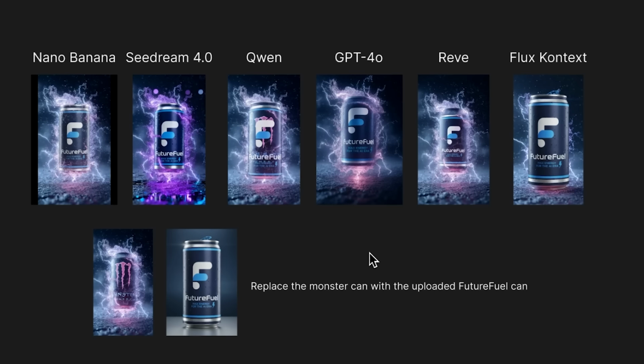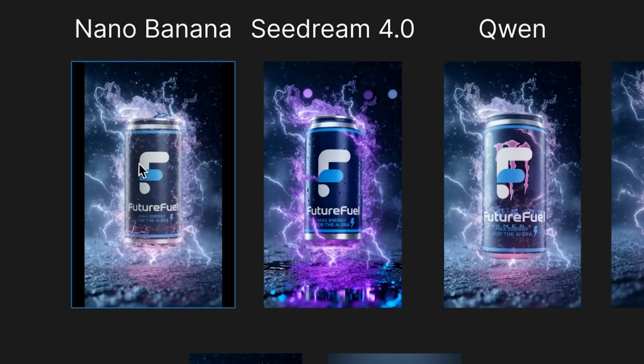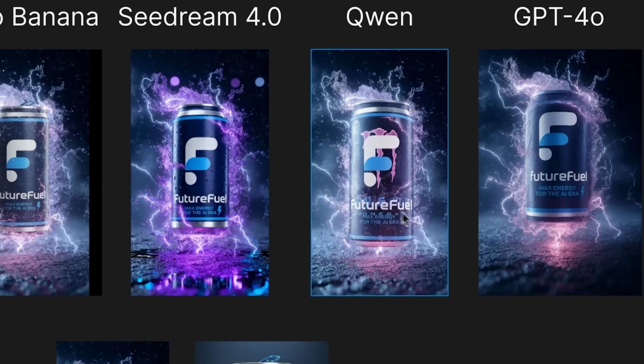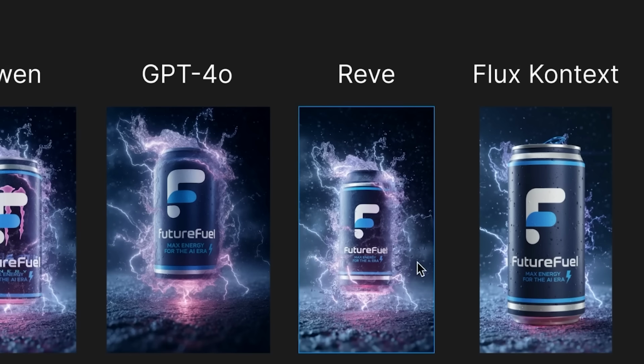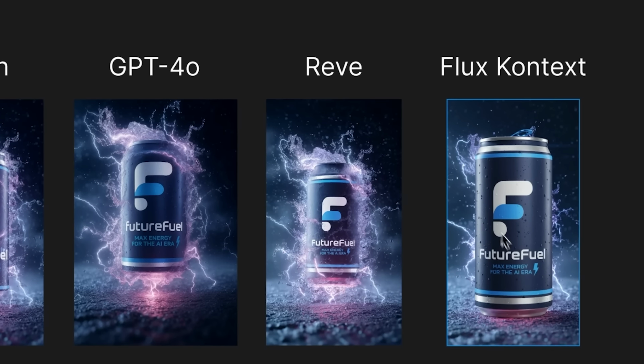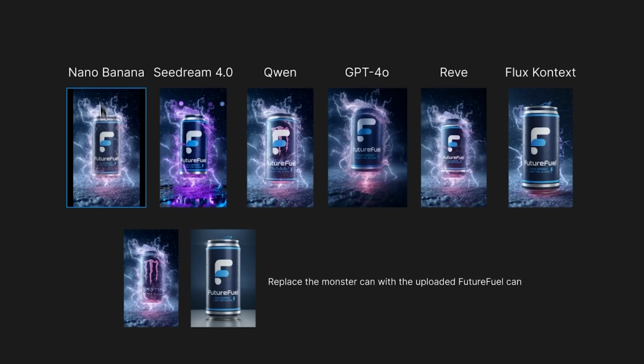Same type of thing here, just replace the can with the future fuel can. Nano Banana actually got all the details right this time. So did Seedream. Qwen, the text is bad. ChatGPT got it, but the can looks the wrong size. Reve got it all correct, and so did Flux Kontext. So the text was right on 4 of these, but as far as the aesthetics looking like this original image, I would say Nano Banana and Reve are tied. They're both completely passable. I'd actually probably give it to Reve since Nano Banana put these weird black bars on the side.